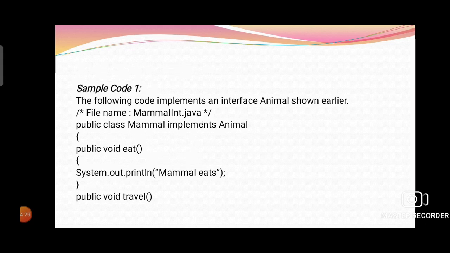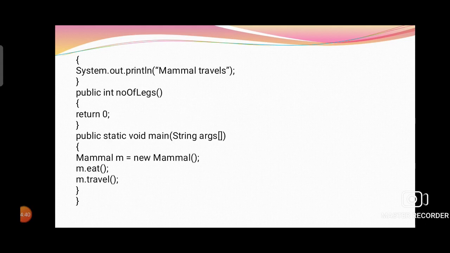We are defining the method eat, and under that we have printed one statement, Mammal eats. Next we are defining the method travel. Under that we have printed one statement, Mammal travels. Additionally we have one more method, that is number of legs. Inside the method we are returning 0, and after that in the main function we are creating the object for the class Mammal, and we are calling the methods eat and travel.